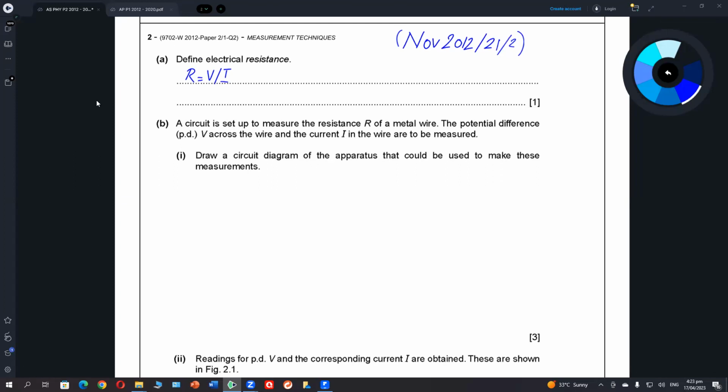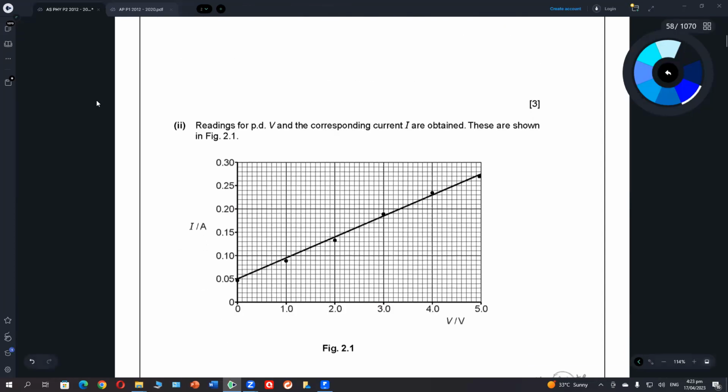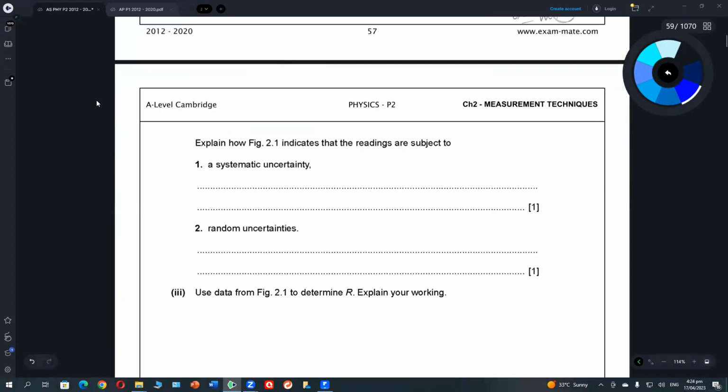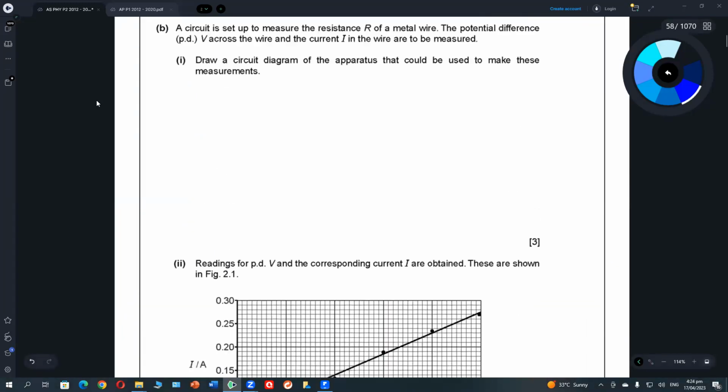A circuit is set up to measure the resistance R of a metal wire. The PD, V across the wire and the current in the wire are to be measured. Draw a circuit diagram of the apparatus. Here, this belongs to this topic. How come? This looks to be a current question. Okay, fine. He comes after that.